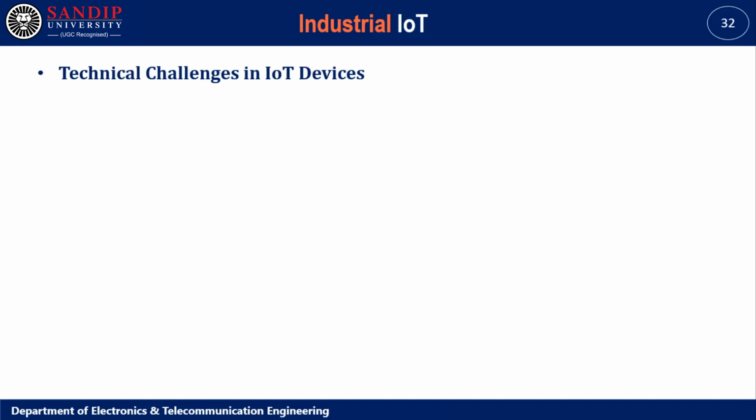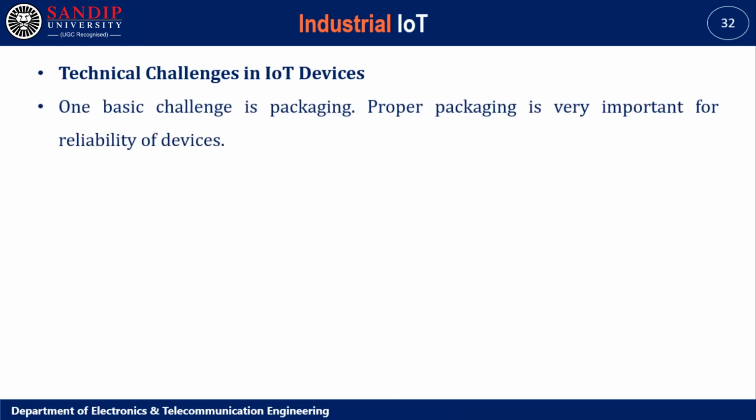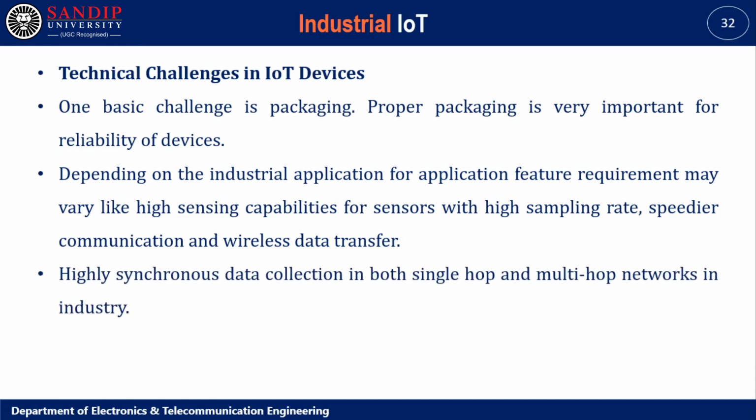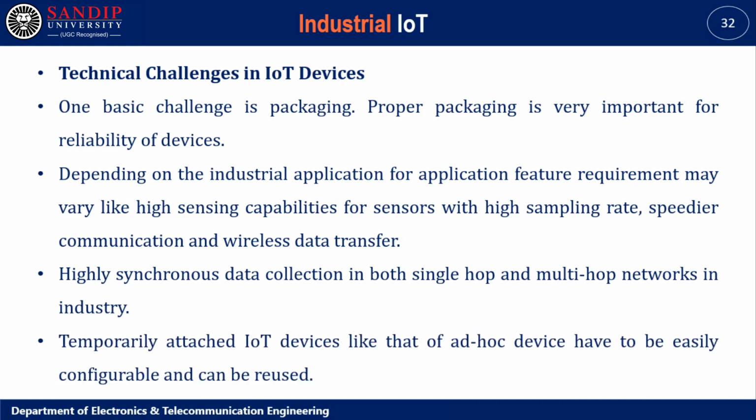Technical challenges in IoT devices. One basic challenge is packaging. Proper packaging is very important for reliability of devices. Depending on the industrial application, feature requirements may vary, like high sensing capabilities for sensors with high sampling rate, speedier communication and wireless data transfer. Highly synchronized data collection in both single hop and multi-hop networks in industry. Temporarily attached IoT devices like ad hoc devices have to be easily configurable and reusable.